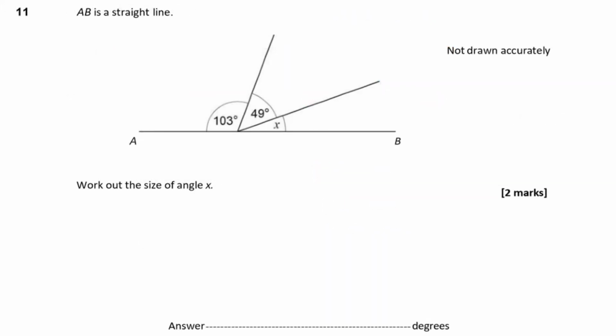Okay. Question 11. AB is a straight line. Work out the size of angle X. Okay, now angles on a straight line add up to 180 degrees. So these three angles, this one, and our unknown X, all lie in a straight line. So if I add them all together, the 103 plus the 49 plus the X, that should give me a straight line, which is 180 degrees.